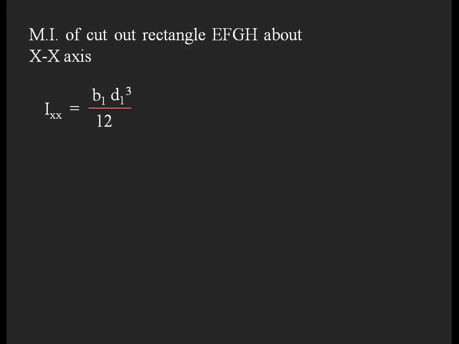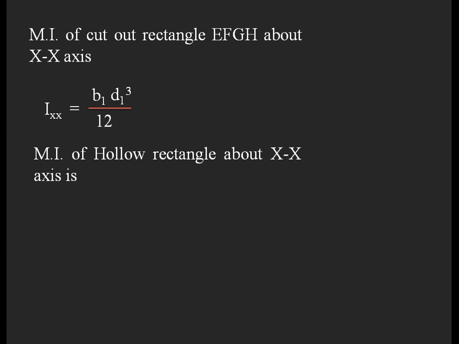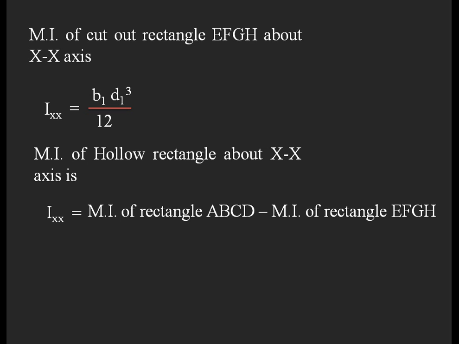For getting the moment of inertia of the entire hollow rectangle about xx, Ixx is equal to the moment of inertia of the total rectangle ABCD minus the moment of inertia of the rectangle EFGH, that is the inner rectangle. If you consider ABCD as a whole body and subtract the moment of inertia of the inner part which consists of a hole, you automatically get the moment of inertia of the hollow rectangle, the total entire hollow rectangle.